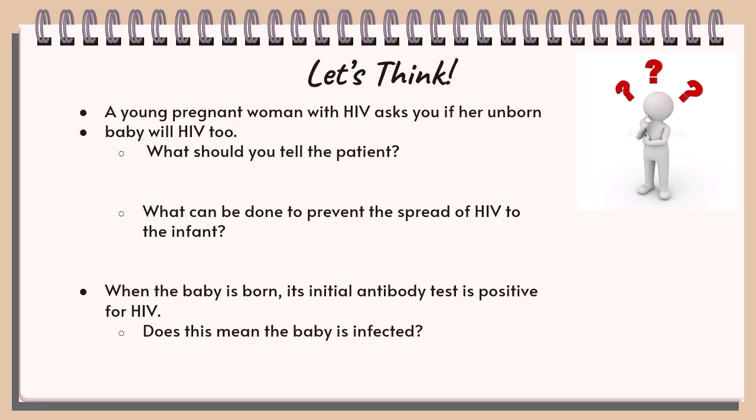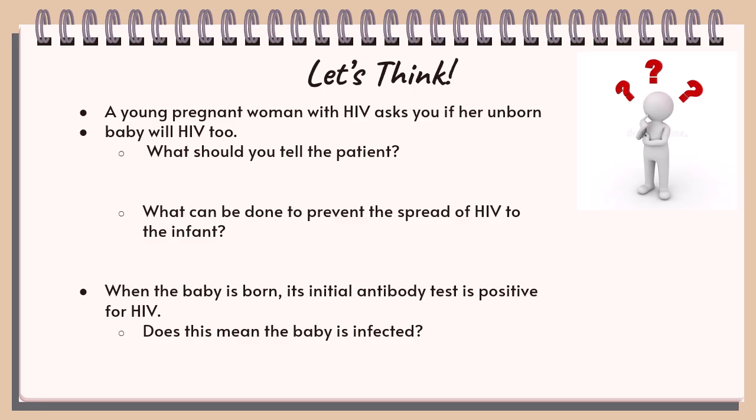Okay, last but not least, let's think. You have a young woman who's pregnant with HIV, and she asks you if her unborn baby will have HIV too. What should you tell the patient? So it can be spread through pregnancy, right? Because there's a lot of blood that is transferred around that the baby can get infected. To prevent the spread of HIV to the infant, you have to start ART, which is antiretroviral therapy, early. And basically, it helps keep the viral load undetectable, which is the amount of HIV in the blood, right? Essentially.